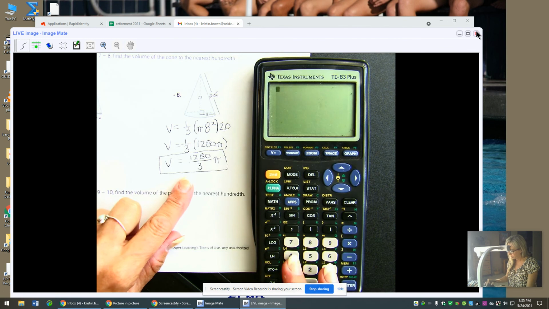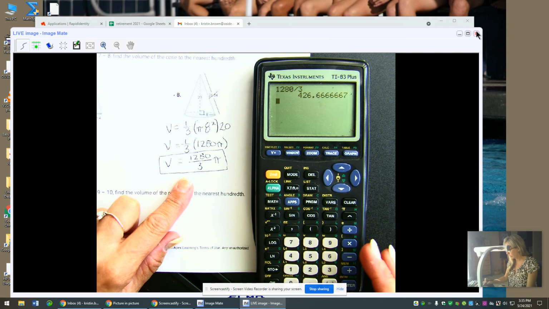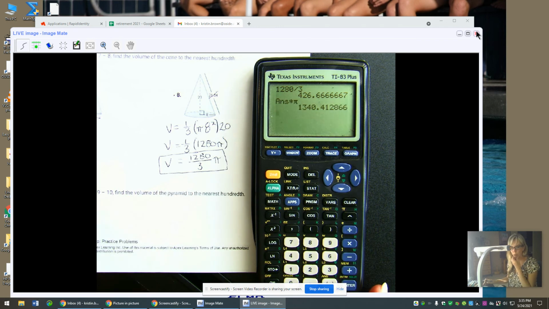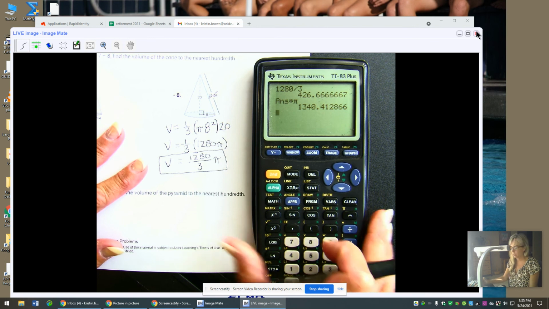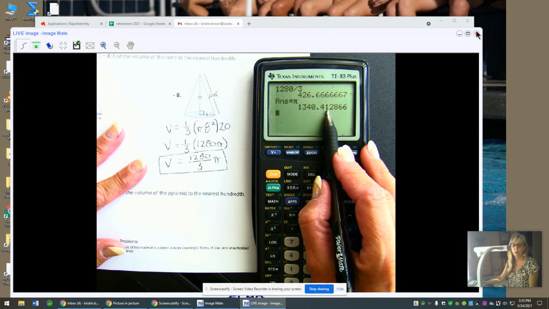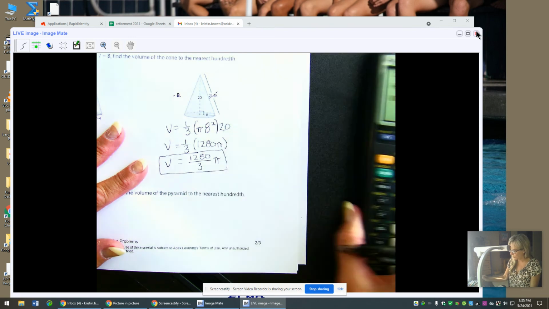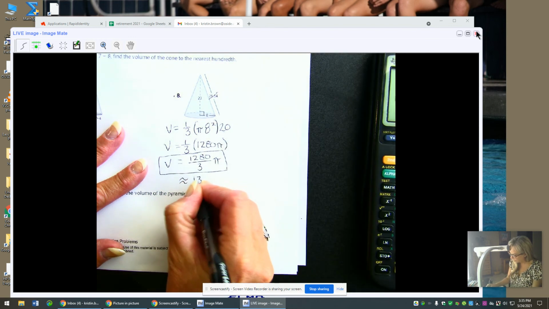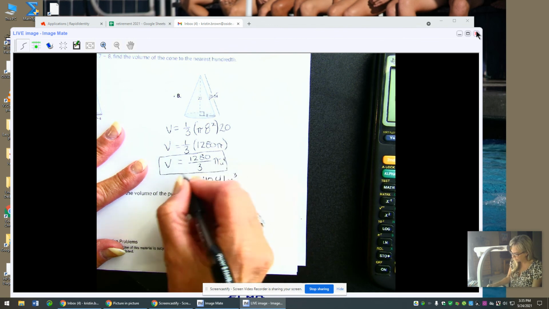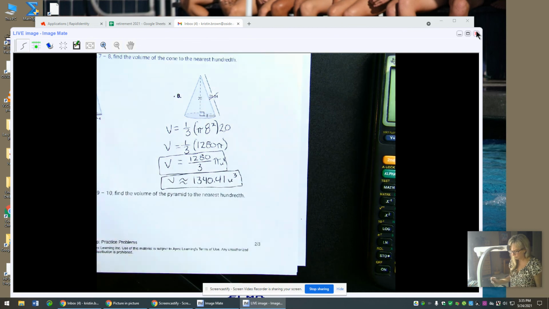Here we go. 1280 divided by 3. Enter. I guess I could have done it all at once, times pi. If I did it all at once, I would have put pi up in the numerator. 1280 times pi, surrounded by parentheses, then hit divide by 3. But we get 1340, again, hundredths. That's the spot. Look to the right. If it's 4 or less, this number stays the same. 1340.41. About 1340.41 units cubed. I forgot my units cubed up here. And we're good to go.